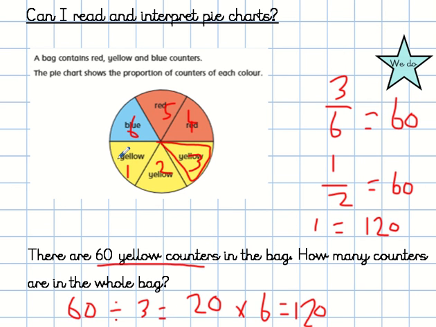So what you need to do today is you need to go away and you need to have a go at working out what each section of the pie chart is showing us, and if you can read and interpret each of the pie chart's data. Good luck. Make sure to upload your work to Class Dojo.